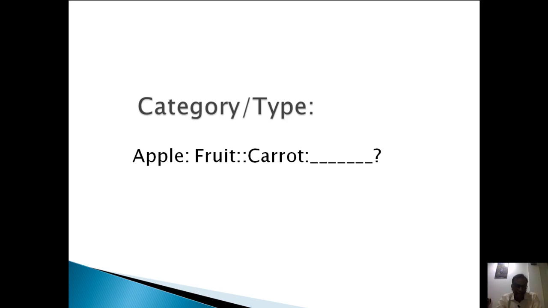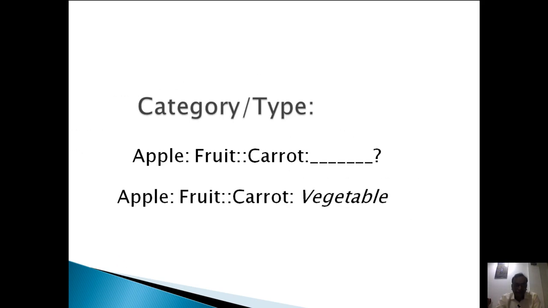Category and type. Apple equal to fruit. Then carrot equal to what? Apple is a fruit. We all know that carrot is a vegetable. This is an example of category and type. Carrot equal to vegetable. Apple is one of the fruit, and carrot is one of the vegetable. So you can understand category also.